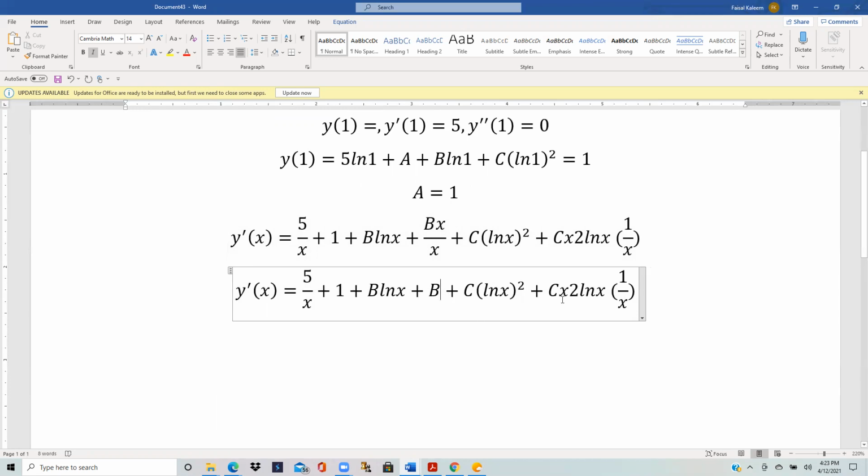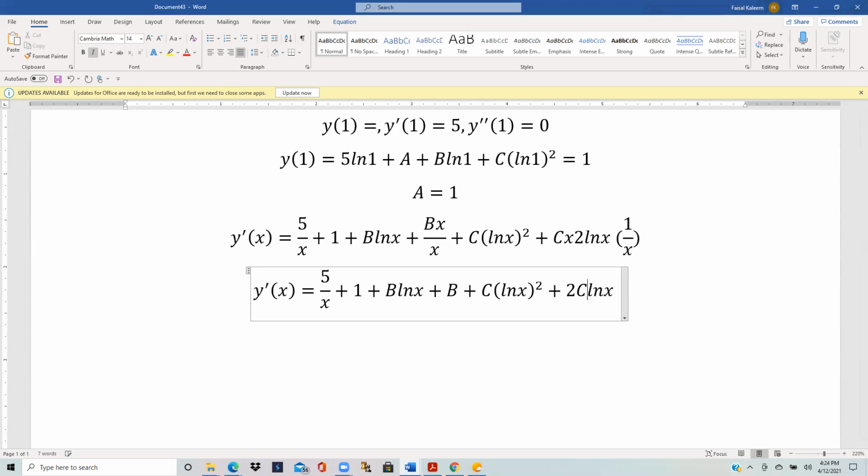And c ln x squared. And here also this x cancels out with this x and you get 2c ln x. 2c, this x is cancelled out with this x. And I've written the 2 outside, so I get 2c ln x.